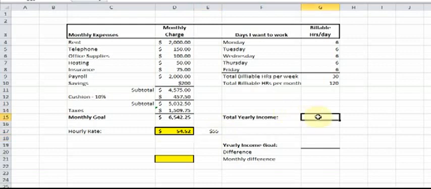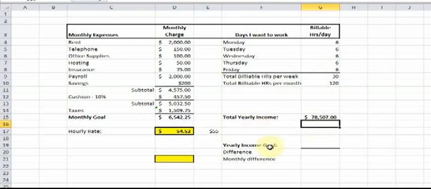Now to find out how much your yearly income is, you're obviously just going to take your monthly goal and you're going to times that by 12. So you see, at $55 an hour, working 6 billable hours per day, you're going to make a yearly income of $78,507, which you may not be too happy with.